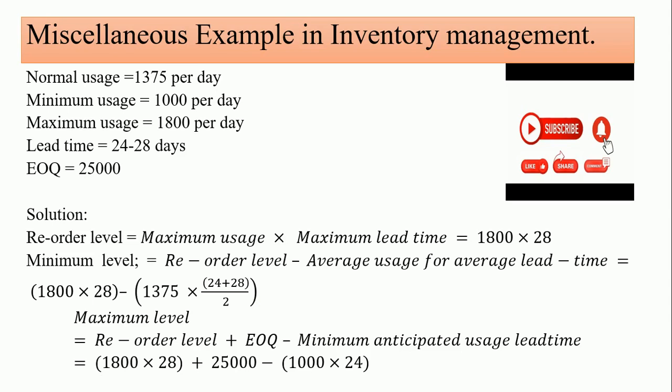For the maximum level, you need the reorder level plus the EOQ minus minimum anticipated usage during lead time. That is 1,800 times 28, plus EOQ, which is 25,000, minus the minimum anticipated usage during lead time, which is 1,000, the minimum usage, times the minimum lead time, 24. Drop your final answer in the comment section of the video.